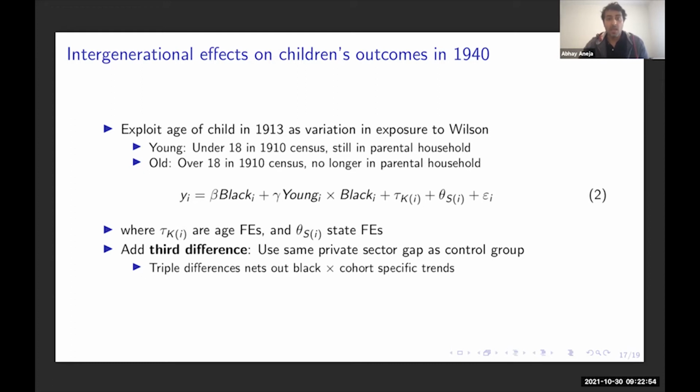And the way we do this is, of course, we can't do a difference-in-differences or pre-post type analysis anymore, because we just observed the earnings of kids in adulthood in 1940. We're going to compare the young versus old kids within the household at the time of Wilson's order, because there are some kids who would have aged out of the household at the time that Wilson was inaugurated, and then again use the private sector gap as a third difference.